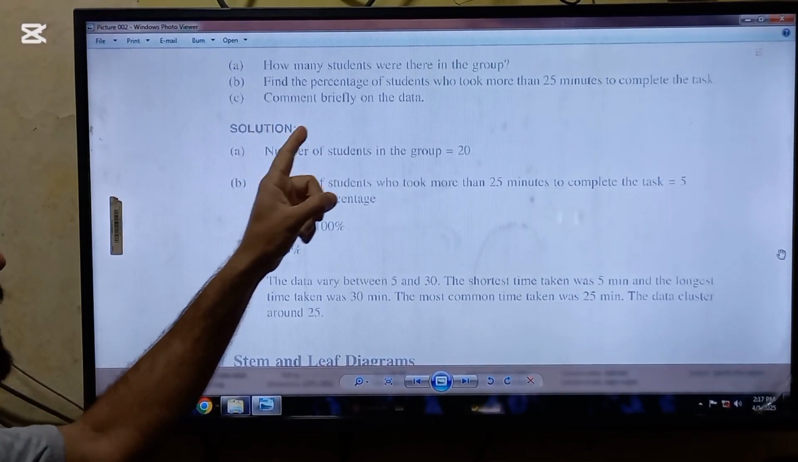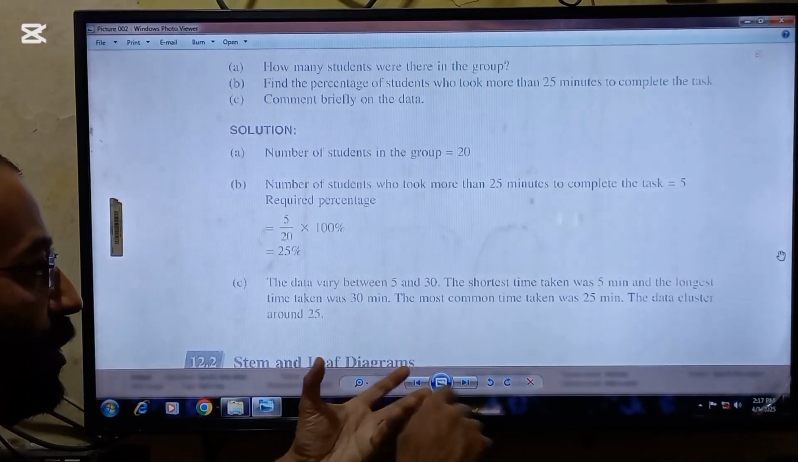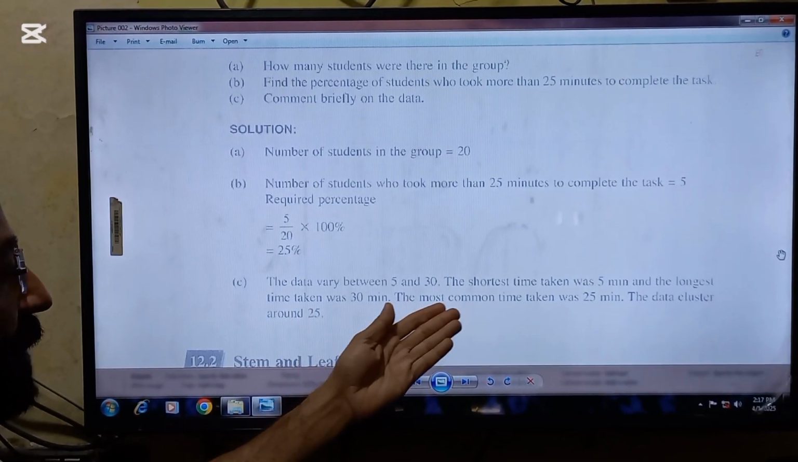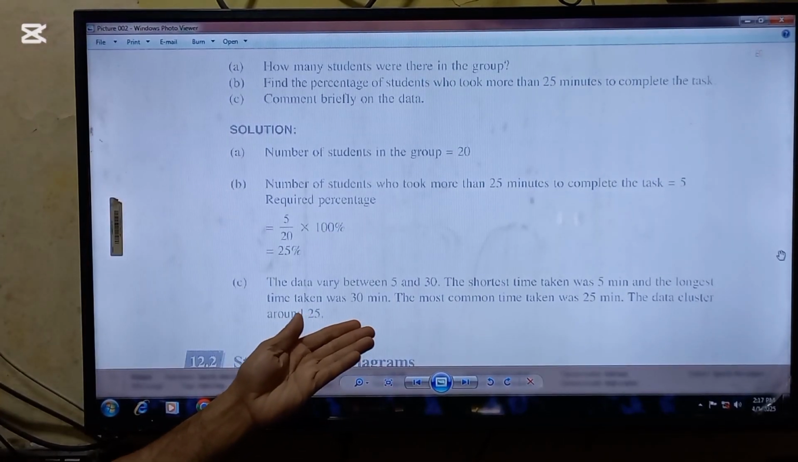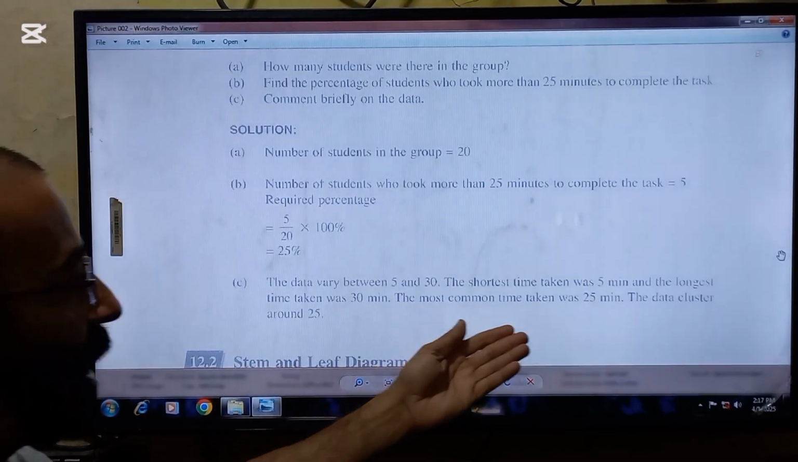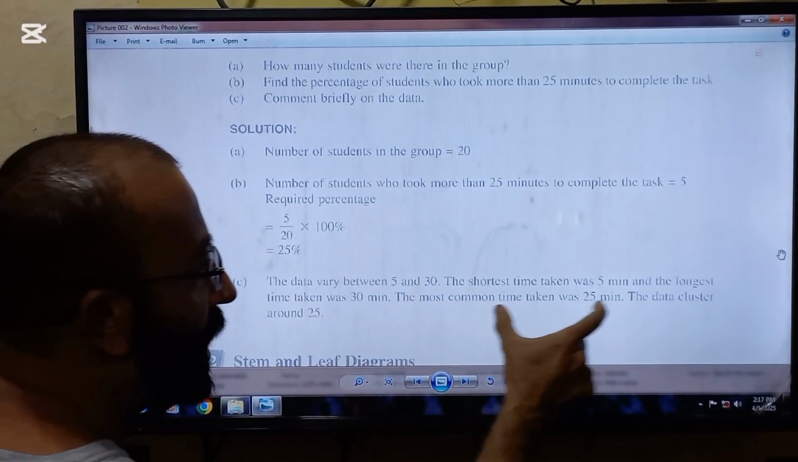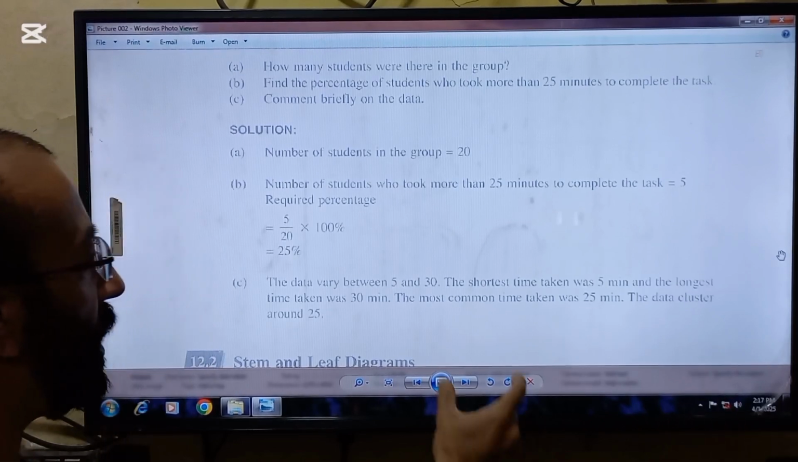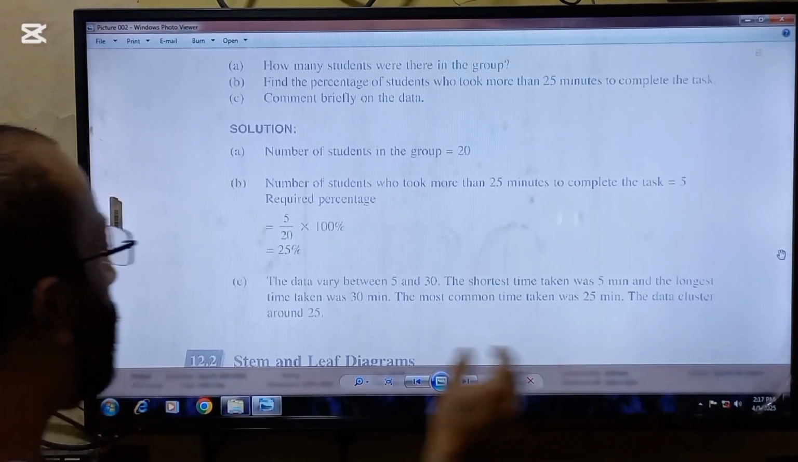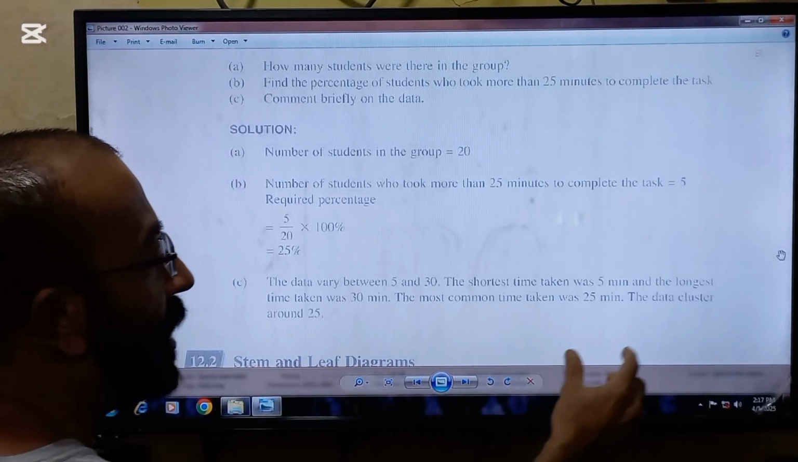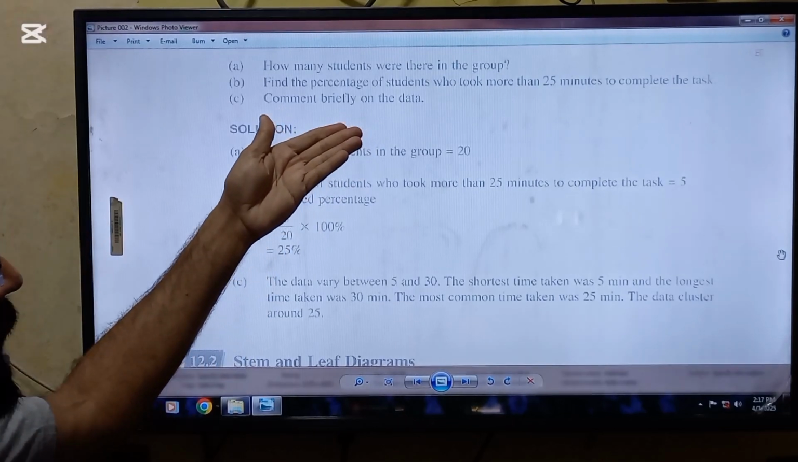The last part is very important: comment briefly on the data. These points should be there in your answer. The data varies between 5 and 30. The shortest time taken was 5 minutes and the longest time taken was 30 minutes. The most common time taken was 25 minutes. So variation should be mentioned, the shortest and the maximum value should be mentioned, the most common value should be mentioned, and the data cluster around 25 minutes. So the cluster point should be mentioned. These are the points which should be there in the comment.